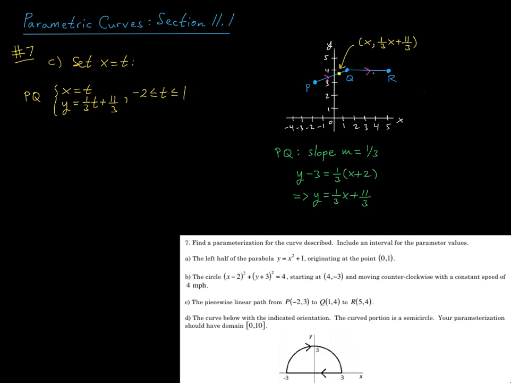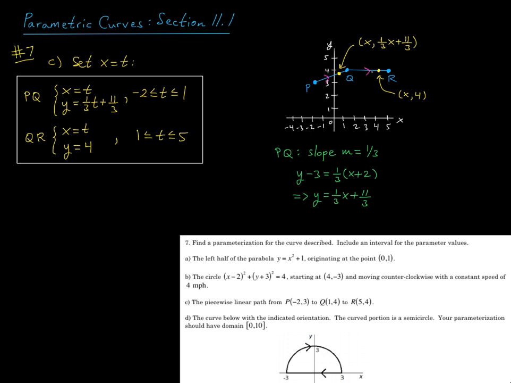Okay, so now we need to write down a parameterization as we move from Q to R. Well, that's fairly simple, right? Any point I choose from Q to R, let's say right here, will have coordinates x, comma, 4, right? The y coordinate of all points on this line segment, since it's a horizontal line, is 4. And so, again, just setting x to t, we can say that x is equal to t and y is equal to 4 along the segment QR. And here, t, which again is just the same thing as the x-coordinate, varies from 1 to 5. All right, cool.